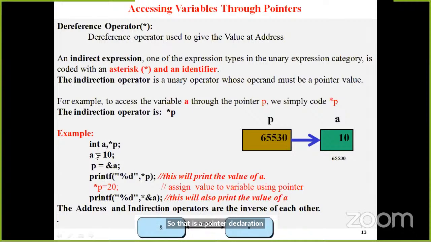Let us say you have given a equal to 10. 10 will be stored in a, and p equal to address of a. What is p? P is nothing but a pointer. It will store the address of a. What is the address of a? The address of a is 65530. It will be stored in p. This is very important.